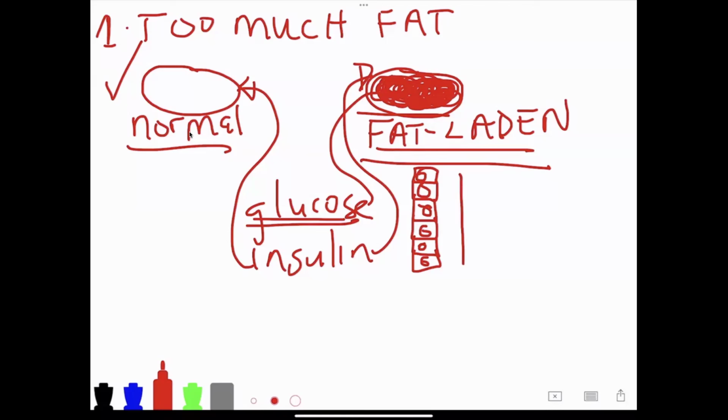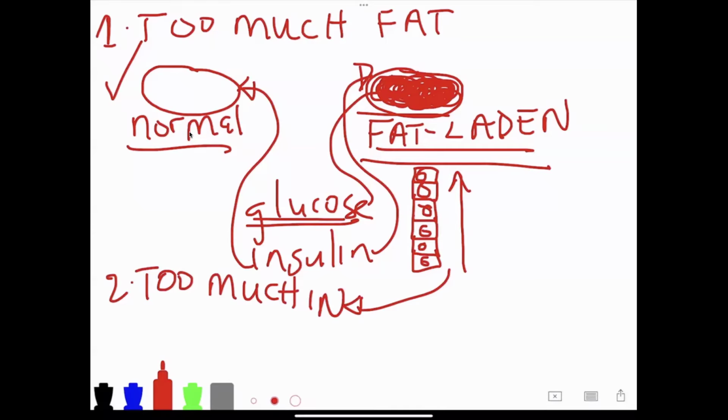So when glucose rises in the blood, a text message is sent to the pancreas to say, hey pancreas, there's too much glucose hanging around. You need to produce a commensurate high amount of insulin to bring that glucose down. The pancreas now produces too much insulin. And too much insulin is not a good thing, guys. It's not a good thing.